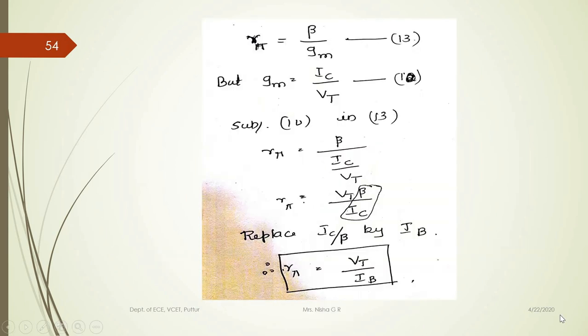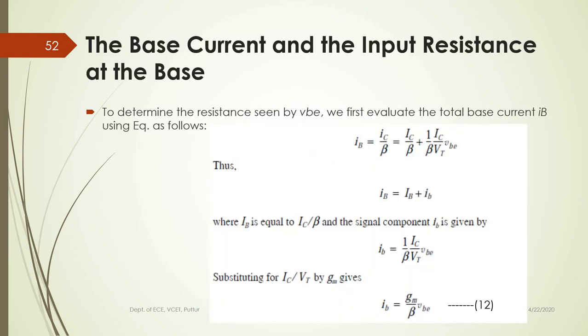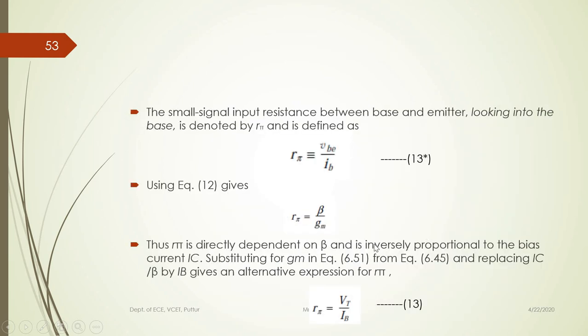See how I can write this: r pi is equal to vbe by ib, no? I'm taking iB to the other side here, so it will become vbe by iB, and taking this to the other side, it will become beta by GM. So r pi is equal to beta by GM. We know vbe by iB is r pi, so it is beta by GM. Either you can remember this formula or that formula: r pi is equal to vbe by iB, or r pi is equal to beta by GM.